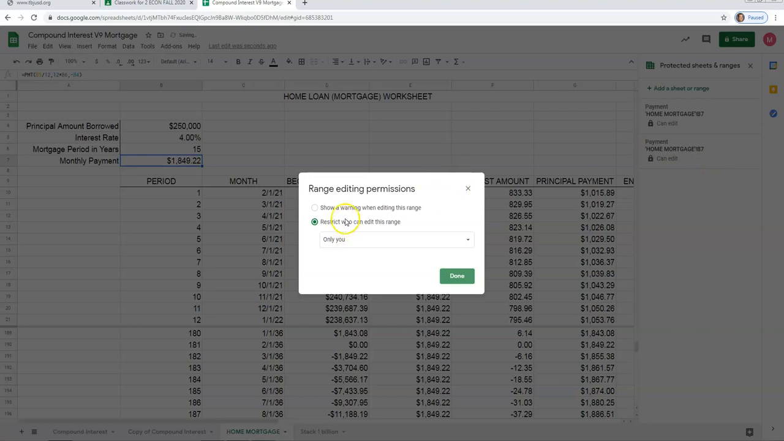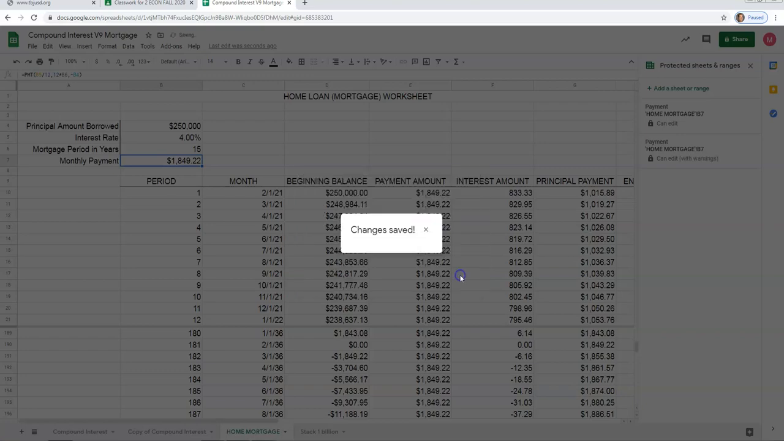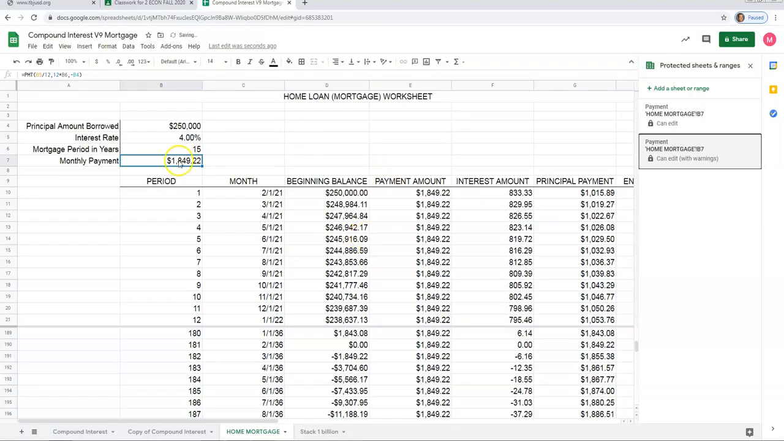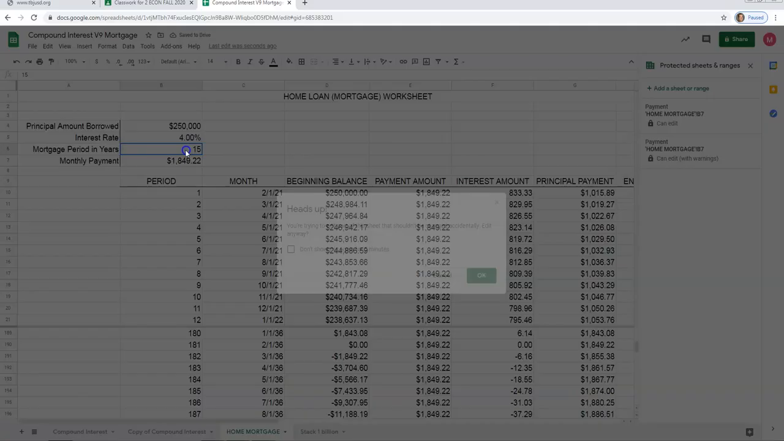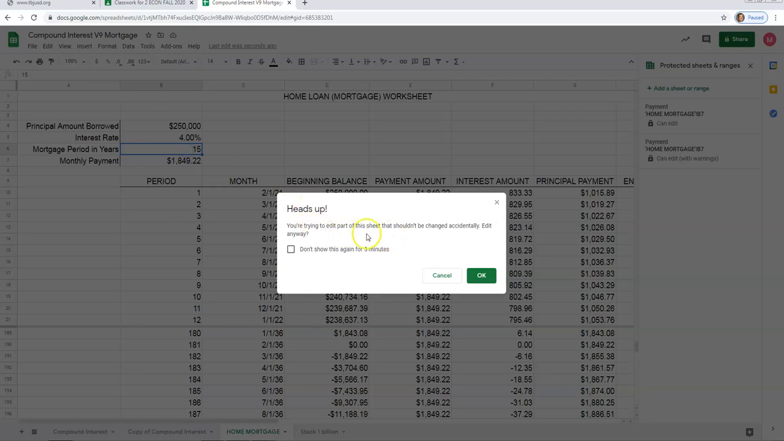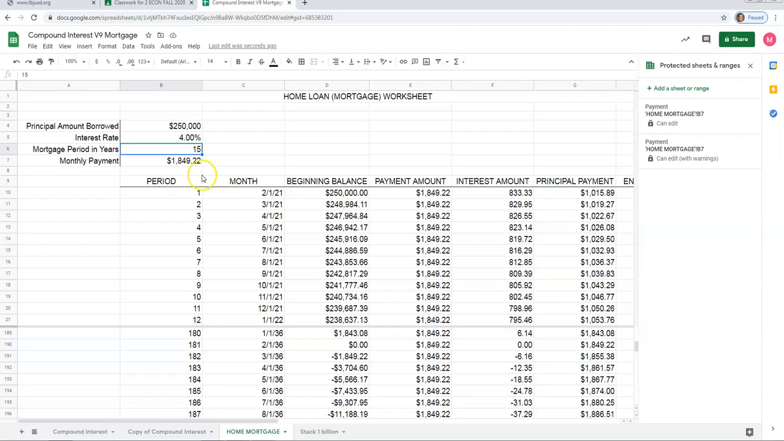Here's what we want to do. Show a warning when editing this range. So if we do go in there and start to make a change, it'll give us a warning. I'll click Done. Then if I come in there and try to do something, that happens. Heads up, you're trying to edit part of the sheet that shouldn't be changed accidentally. Edit it anyway? No, no, no. Cancel. Okay, I don't want to do that. So we make sure that doesn't happen.